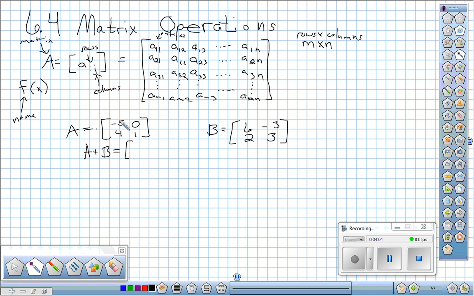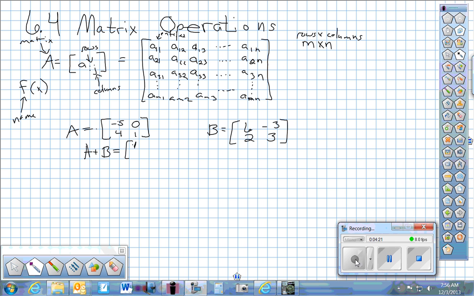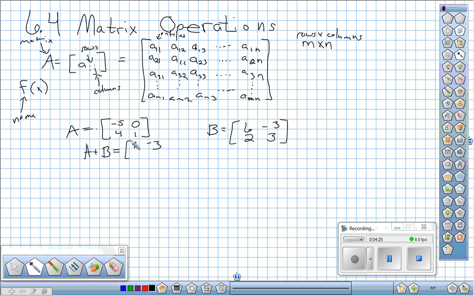I add whatever is in the top left. So the top left and the top left, I have negative 5 and 6 gives me positive 1. Then I add the top rights together. I add each one, they have to have the same number of rows and columns. Okay, and then I have 0 and a negative 3 gives me negative 3. 4 and 2 gives me 6. 1 and 3 gives me 4. That would be what A plus B equals. So addition is really nice.